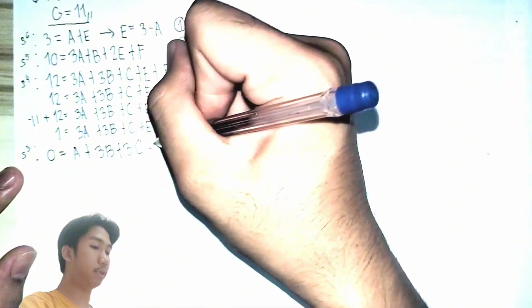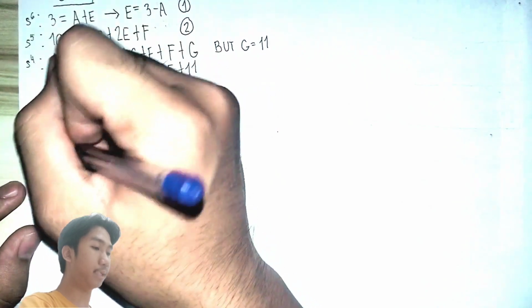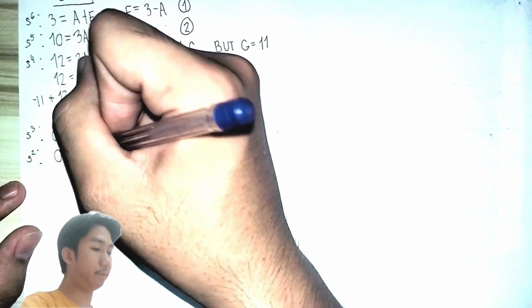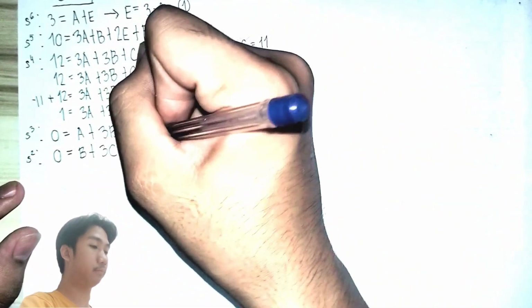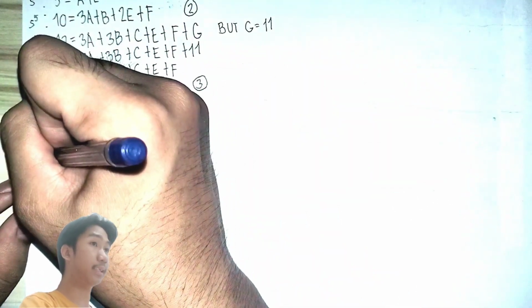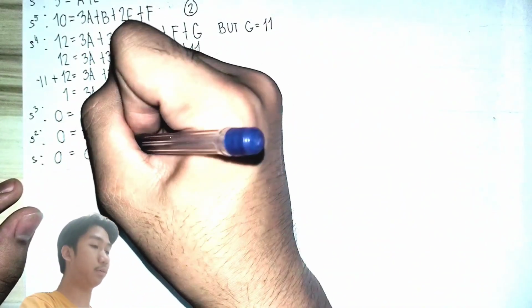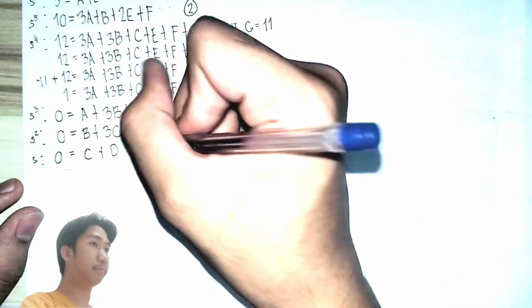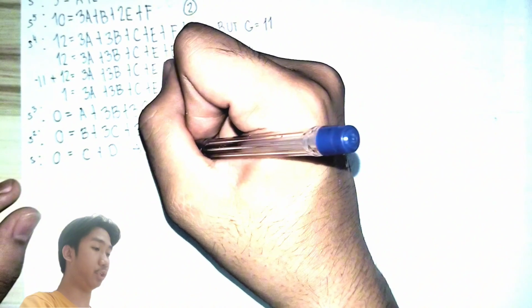By using now the s squared, that would be 0 is equal to b plus 3c plus 3d, and that would be our fifth equation. By using s, that would be 0 is equal to c plus d. We manipulate the equation, that would be d is equal to negative c, and that would be our sixth equation, our equation 6.